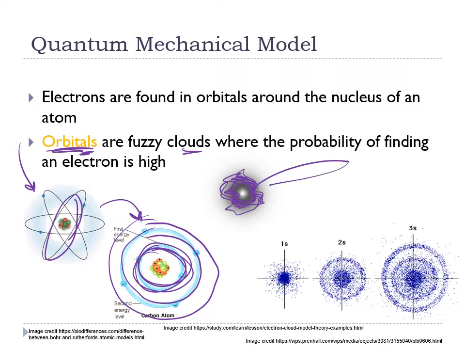The probability of finding an electron here is high. Different energy levels, energy level number 1, we're going to find electrons more here than anywhere else. Energy level number 2, they're going to be here. Energy level number 3, they're going to be here. And so different energy levels are going to have different orbitals because of those different quantities of energy.